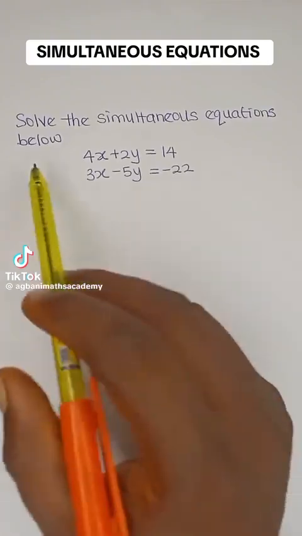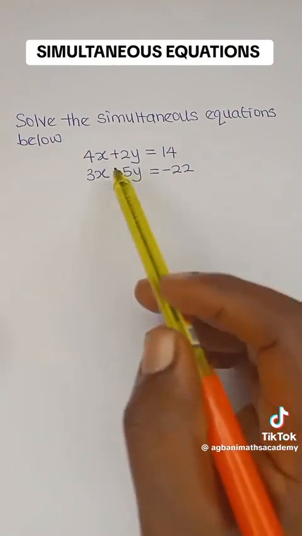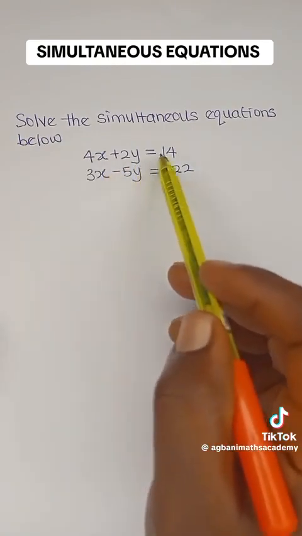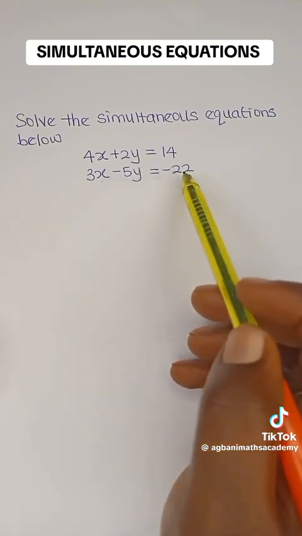Hi guys, let's look at this simple question that we have here. We're told to solve the simultaneous equations below. So we have 4x plus 2y is equal to 14, 3x minus 5y is equal to minus 22.